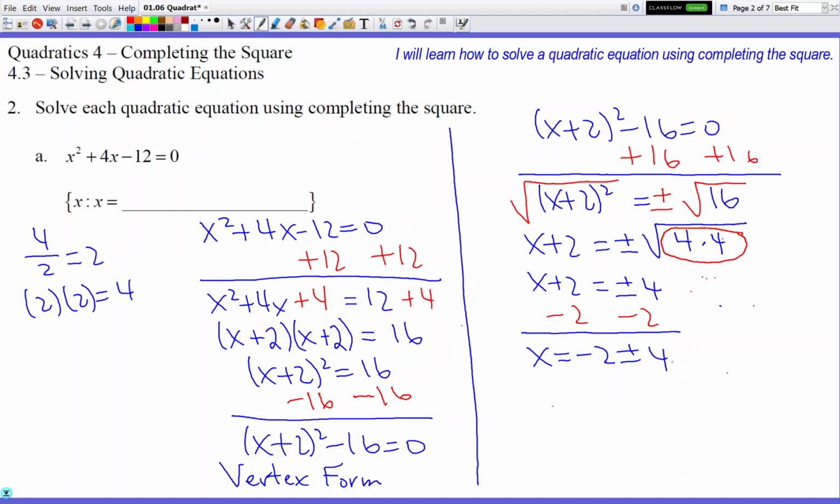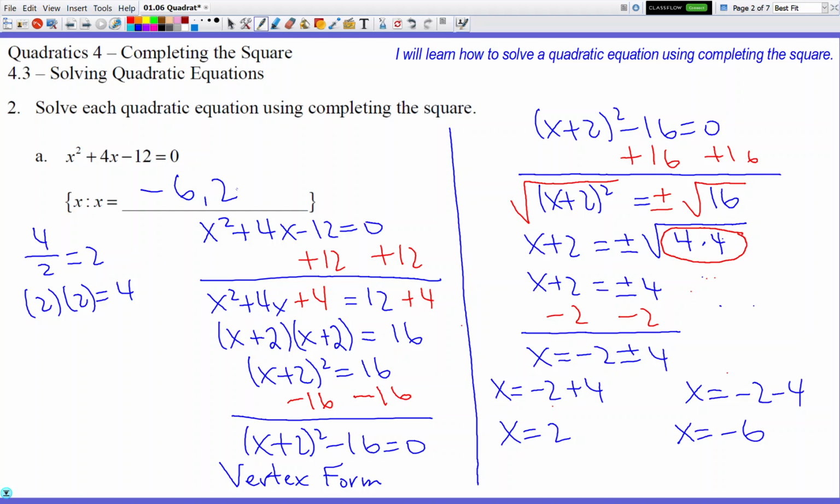Okay, so we can't leave our answer like this because negative 2 and the 4 are like terms, so I have to get them into two separate number answers. So on the left side, I'm going to write negative 2 plus 4. On the right side, I'm going to write x equals negative 2 minus 4. So my first answer is 2 on the left side. My second answer is negative 6 on the right side. On my line here, I'm going to write my two answers in numerical order. Smallest on the left, negative 6, comma 2 on the right. Biggest on the right. Okay, and there you go.